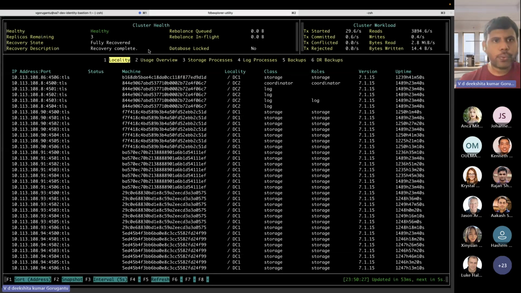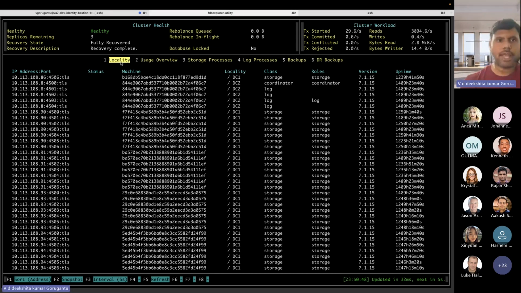Yeah, so here, this Explorer utility reads the JSON file, and first it will show the cluster health. The cluster health is healthy, how many replicas we have, 3 replicas, what is the recovery state, and what is the cluster workload, how many transactions started. You can notice all these things.